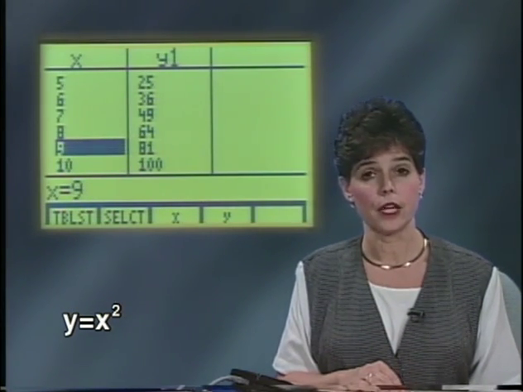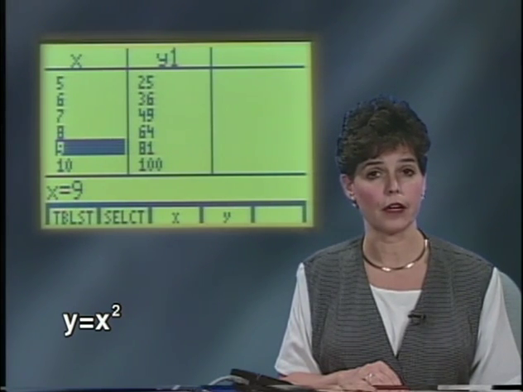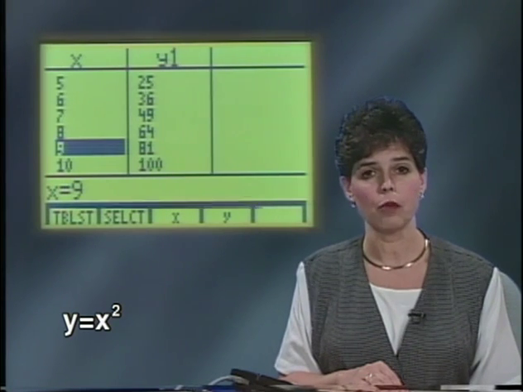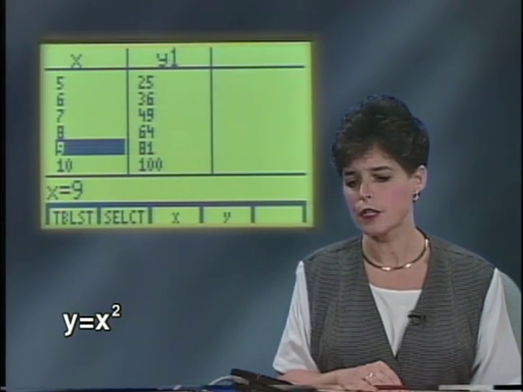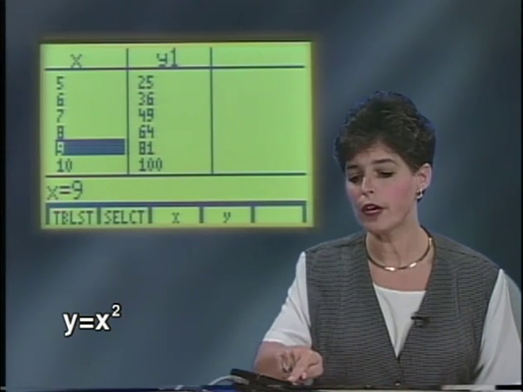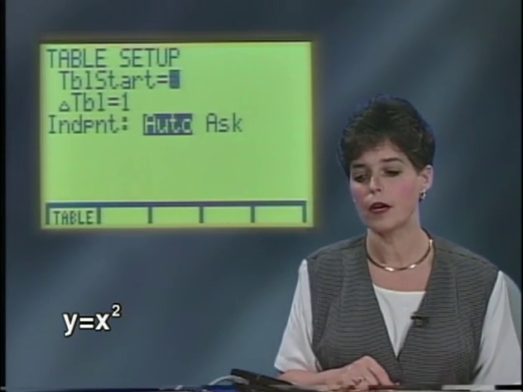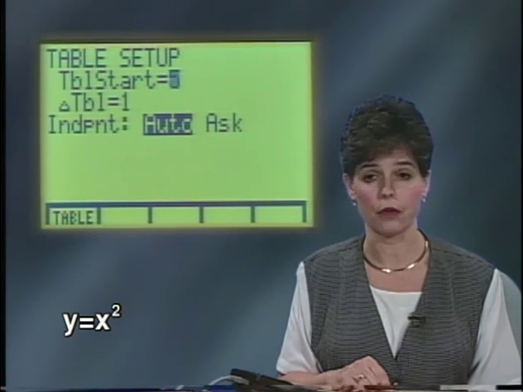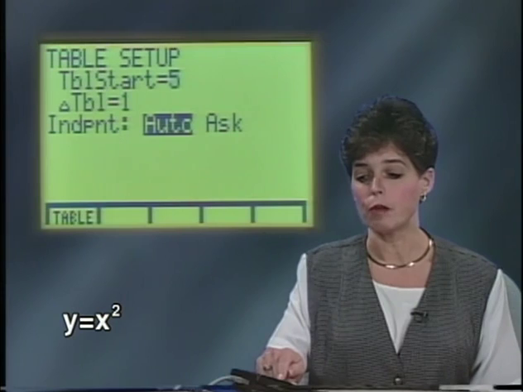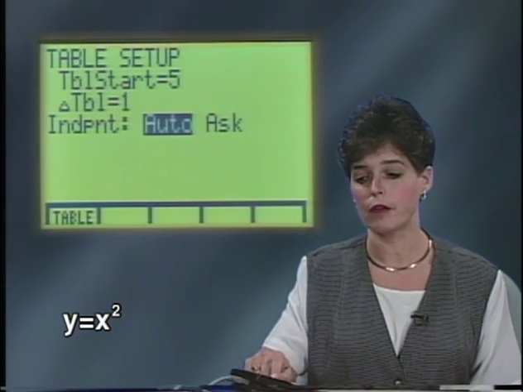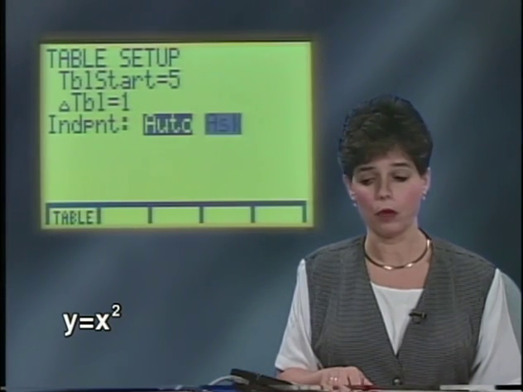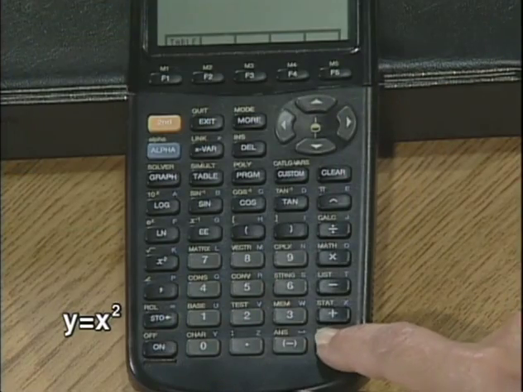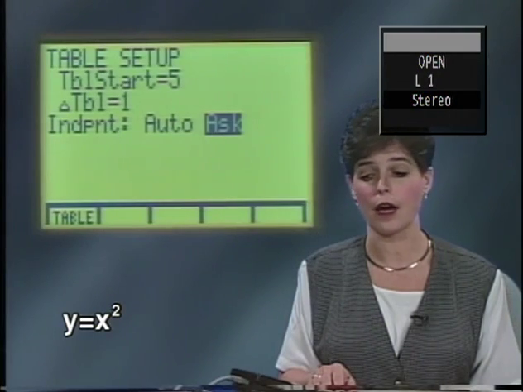Now, I mentioned that the table could be either set on automatic or on ask. So let's go back and look at having a table that is set on ask. So let's go to table set with F1. I'm going to go ahead and leave my table start on 5. It doesn't matter whether it's there or not, but it'll be fine. But the important thing here is that I'm going to go down to the independent variable and choose ask. So when your cursor is blinking on ask, press the enter key to choose ask.